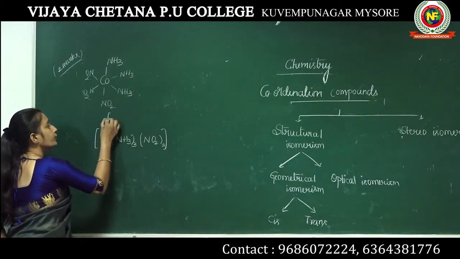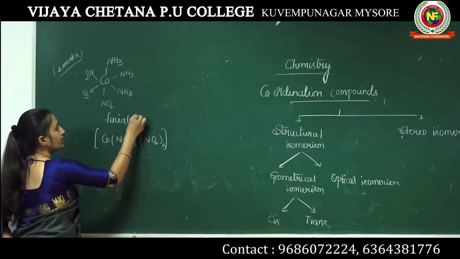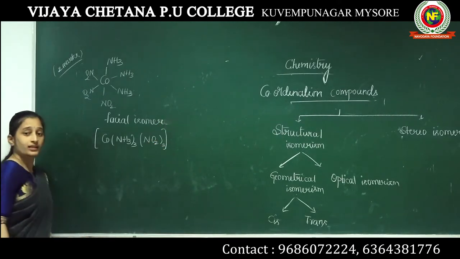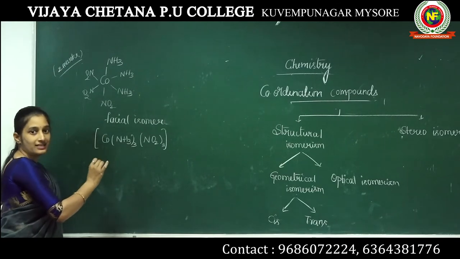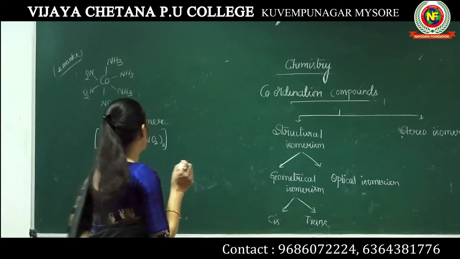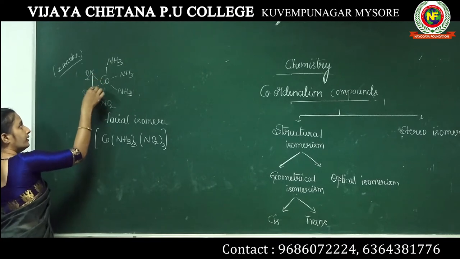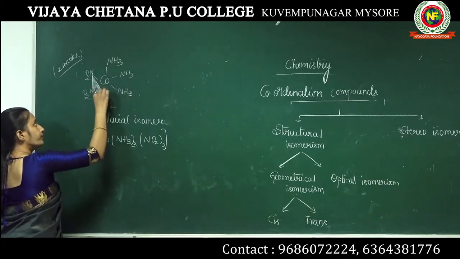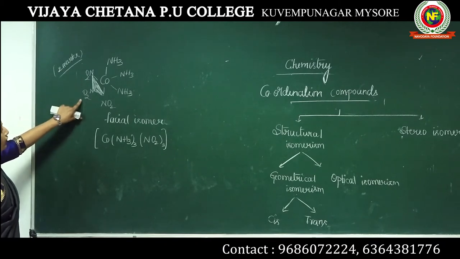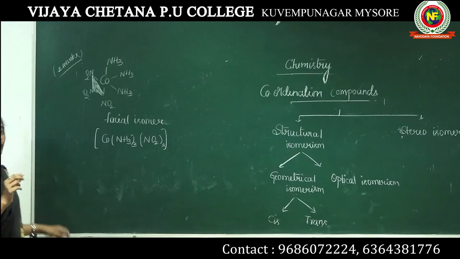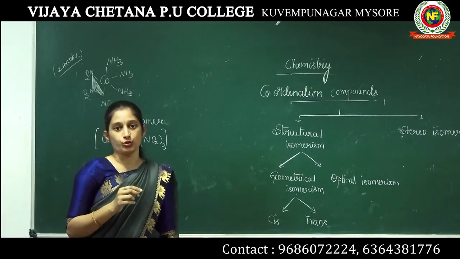See, this is facial isomer. For this, they will give precisely this example only, and they ask you to write the isomer for this type of compound. Try to understand. See, it looks like a triangle. All the three are NO2, NO2, NO2, nitro group only. Means all the three nitro groups are present on one side. Such type of isomer we call it as facial isomer.